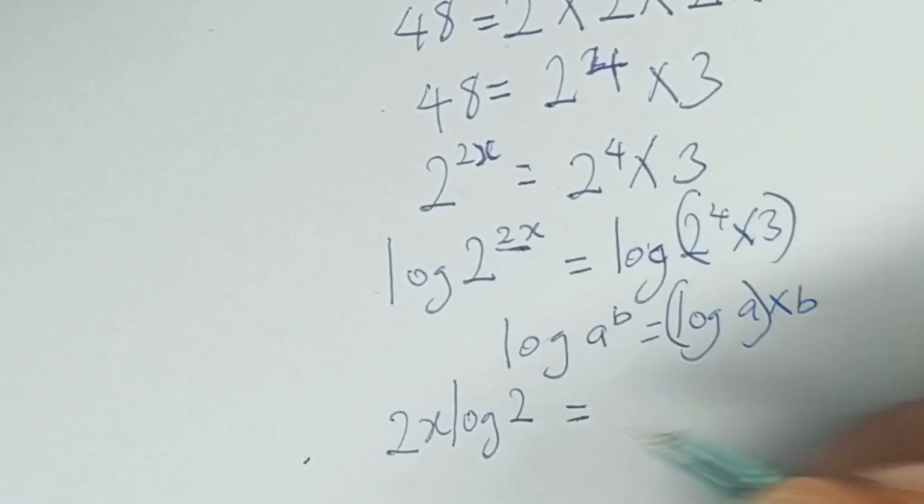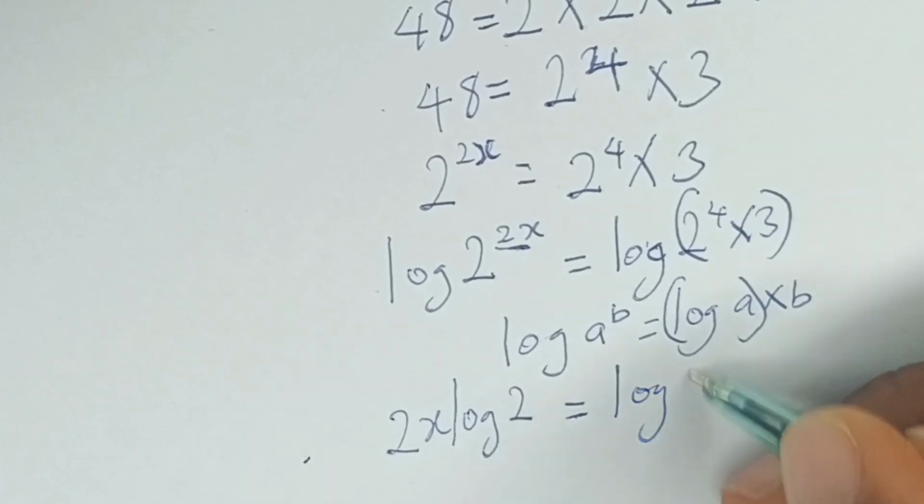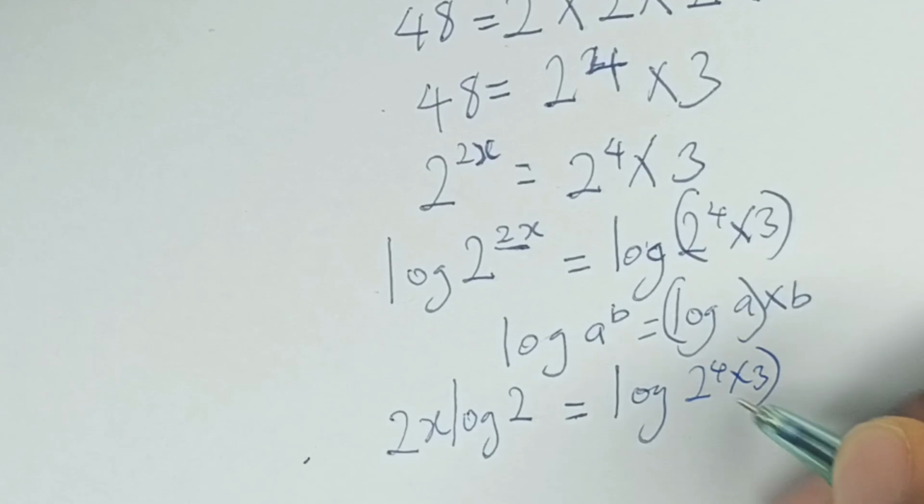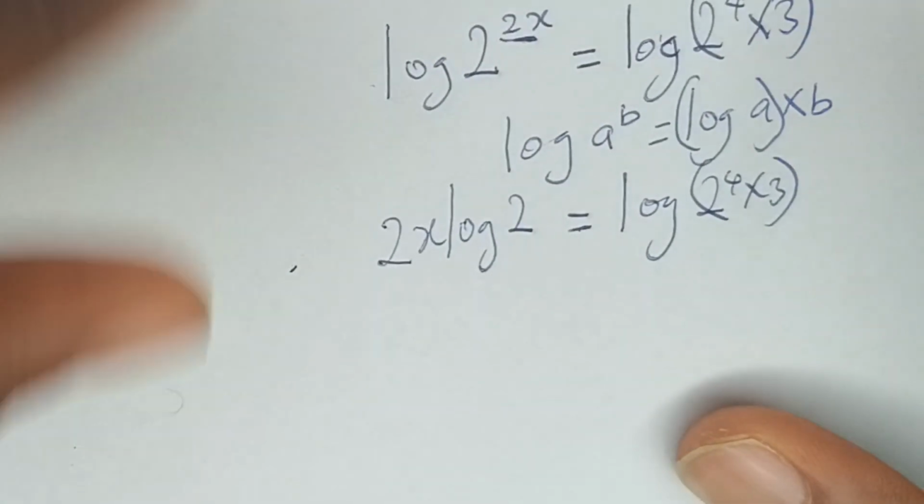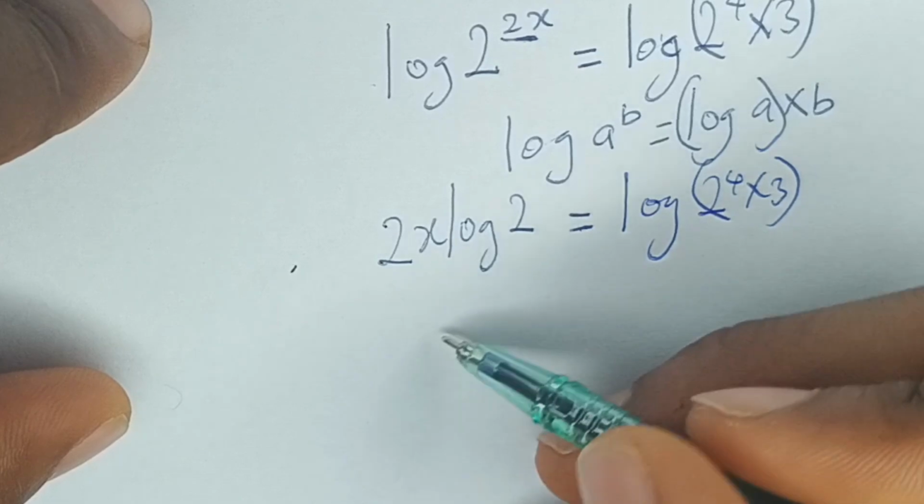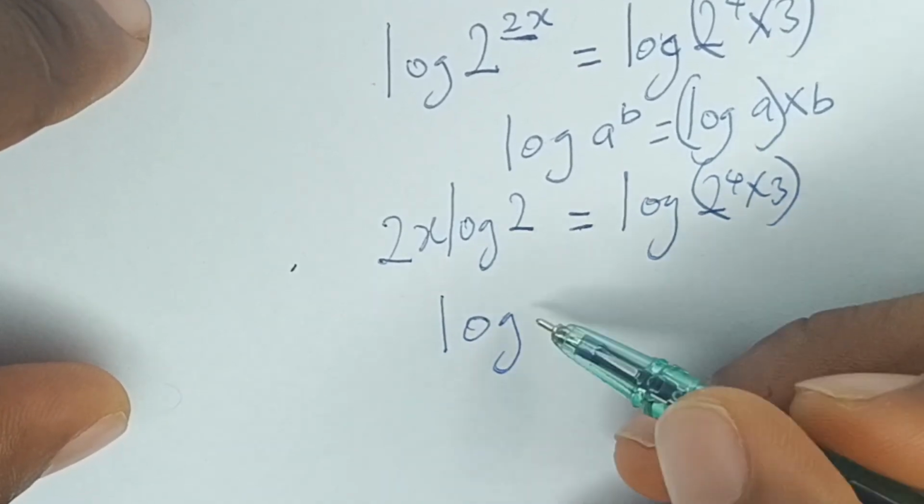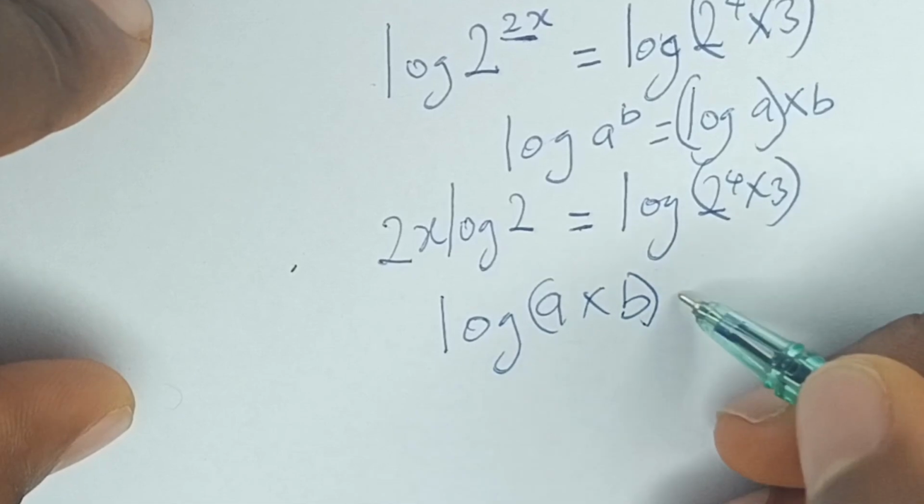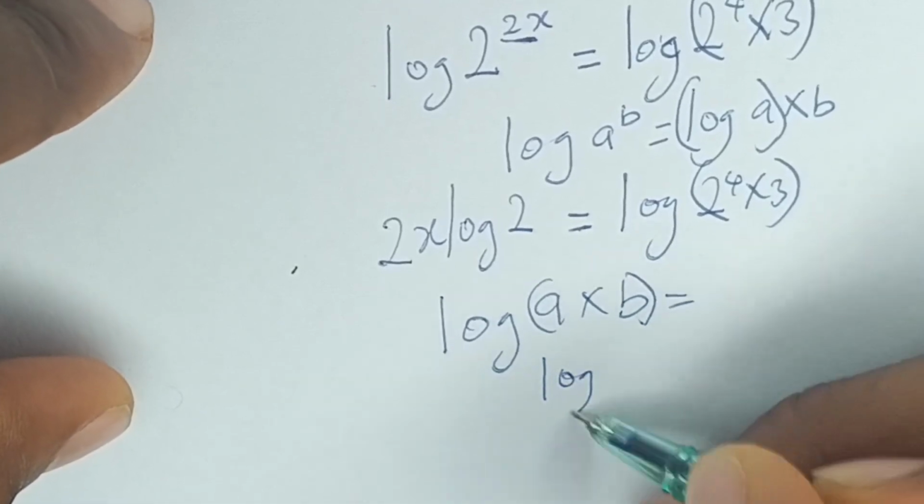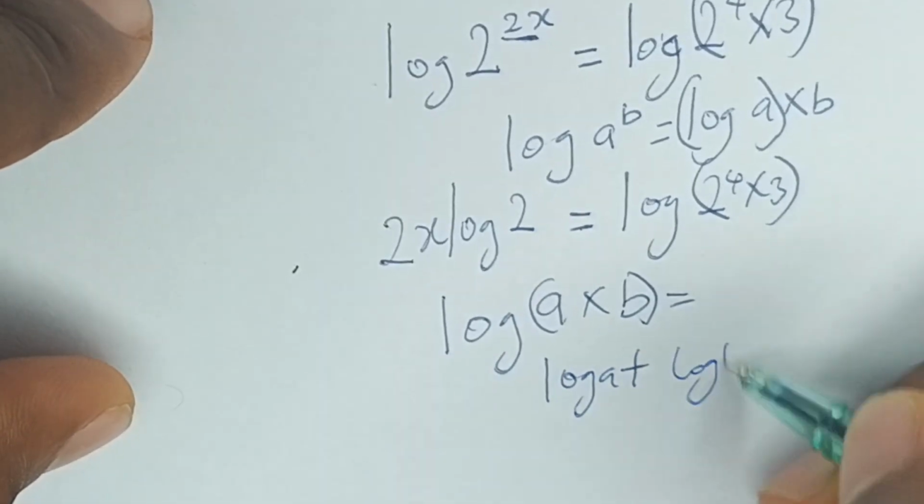Now, there's another law of log. Let's write it out here. So we have log of 2 raised to power 4 times 3. Now, there's another law of logarithm that states that if we have log of a multiplied by b, it is equal to log of a plus log of b.